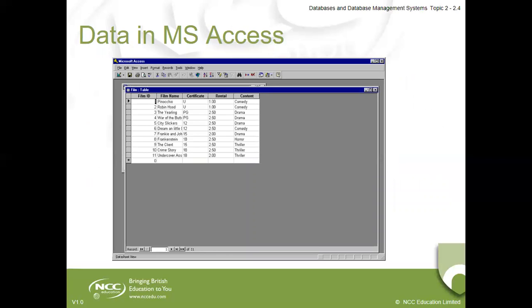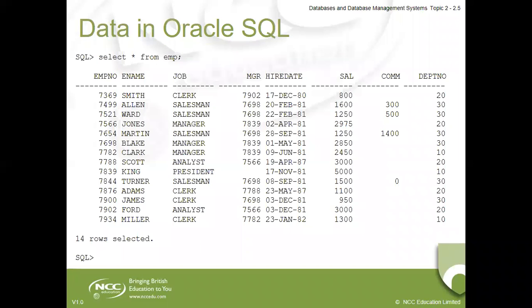Then what you see there, the screenshot, is an example of data in Microsoft Access. This one shows an example of data in Oracle. By the way, Oracle is a type of DBMS. You've got types of DBMS: there's Oracle, there's Microsoft Access, there's MySQL, there's MySQL Server. There are many types of DBMS.